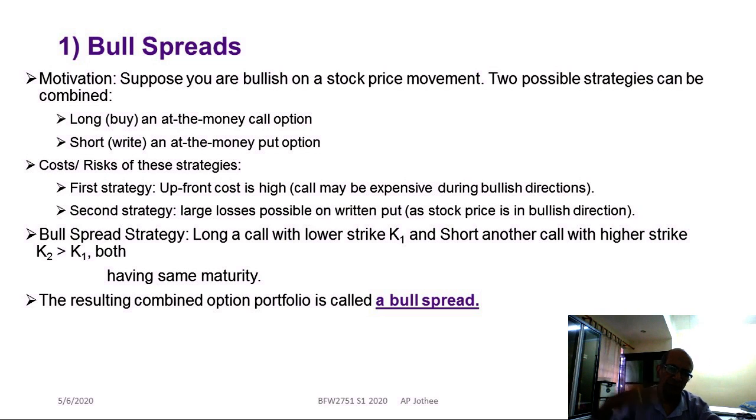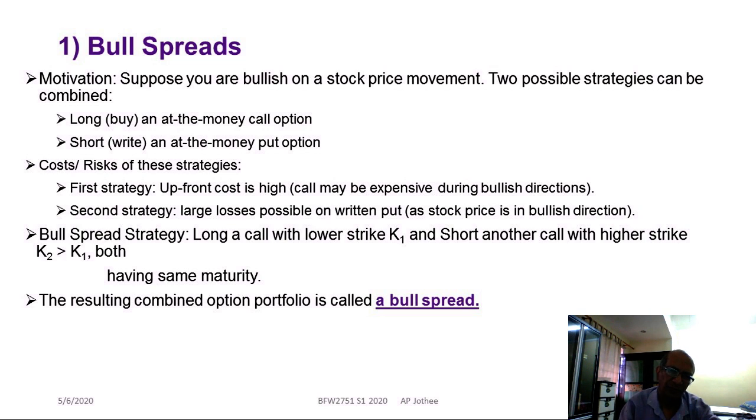Bull spread. The motivation is that you are bullish on the stock price movement. You know the stock price is going to go up. There may be a swing, but of course the volatility is not large. Direction is bullish, volatility is not large. Two possible strategies can be combined.